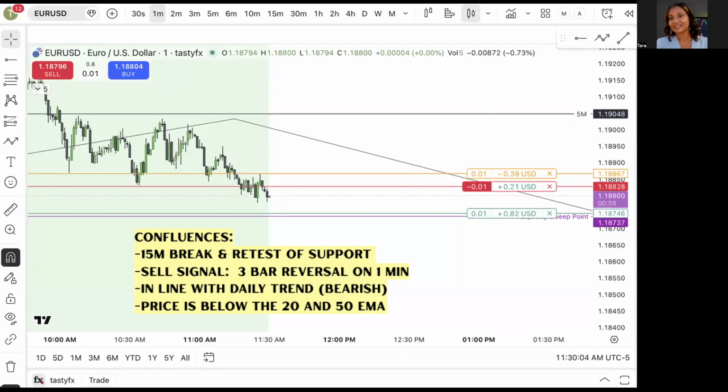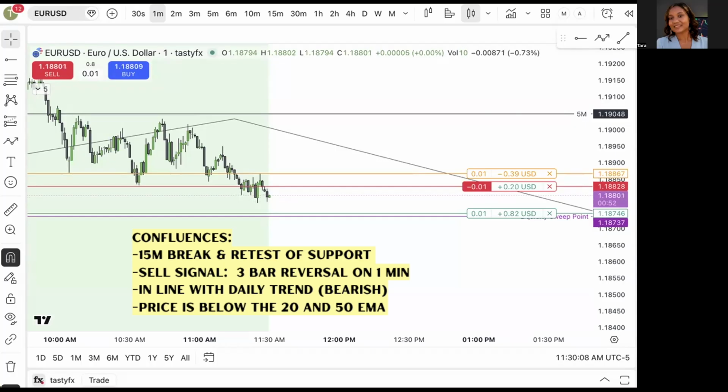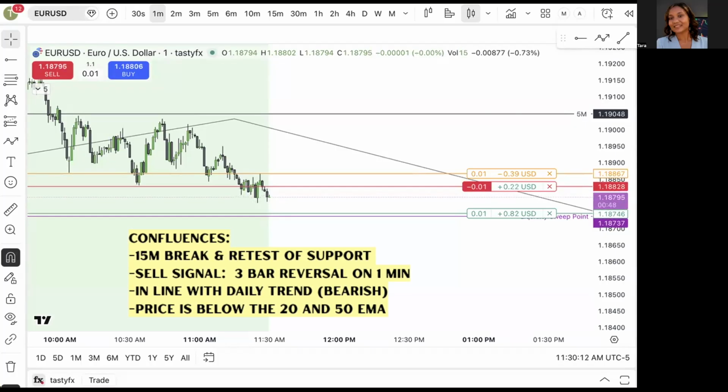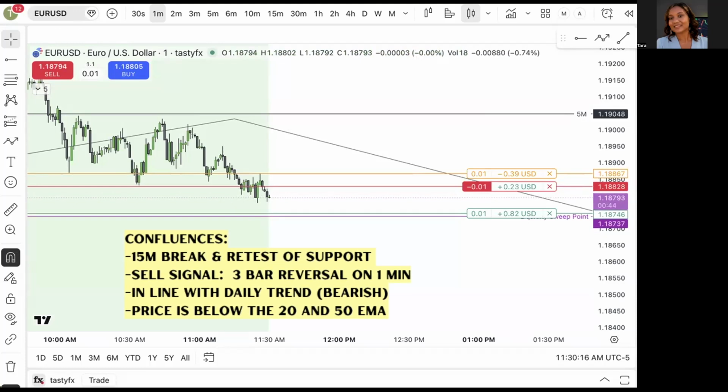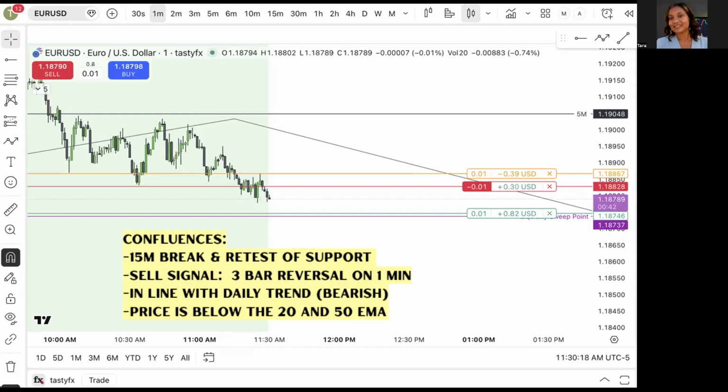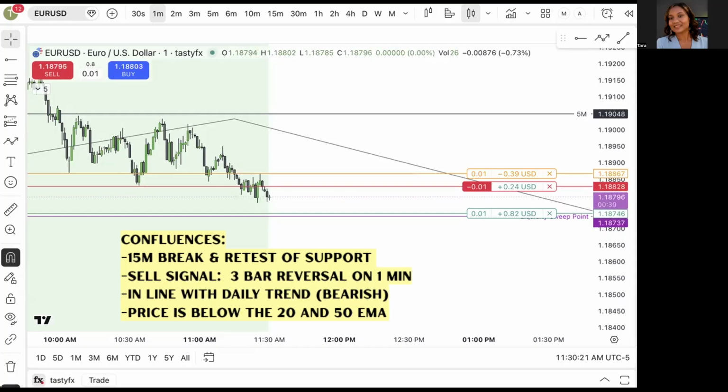All right, so these are the confluences that we used to enter this trade. We had a break and retest of support on the 15-minute time frame, and we waited for our sell signal, which was a 3-bar reversal on a lower time frame. So we used the 1 minute this time to enter to try to get the best entry.